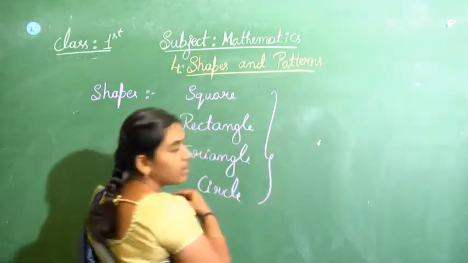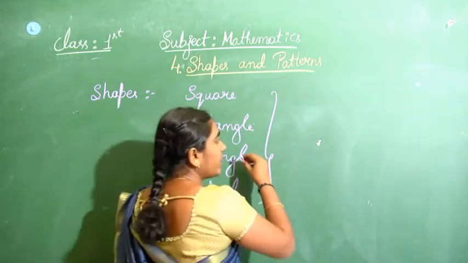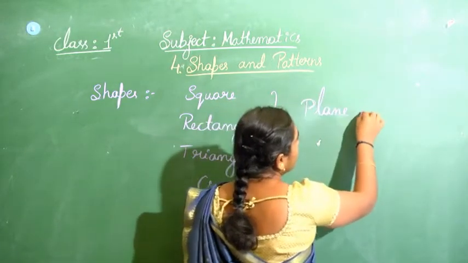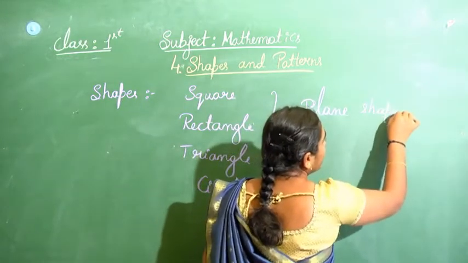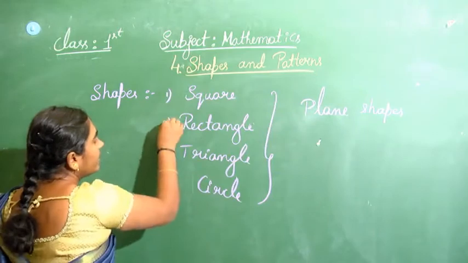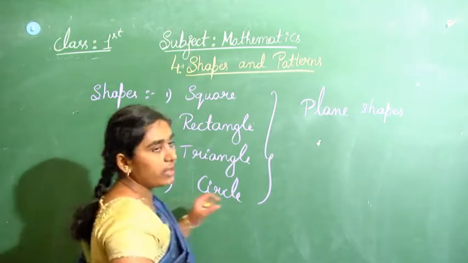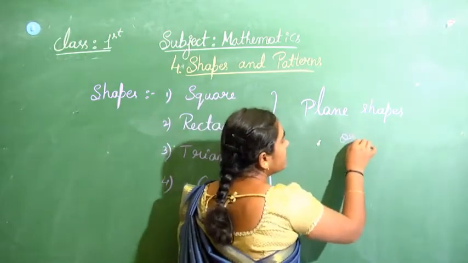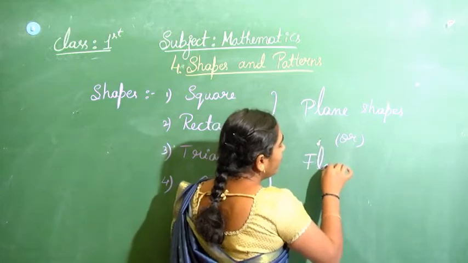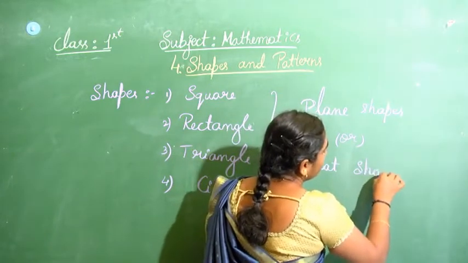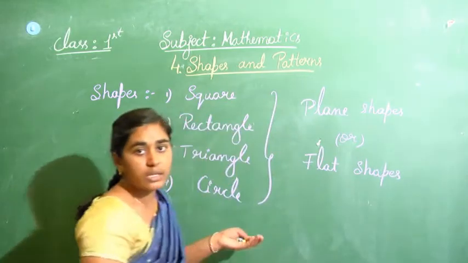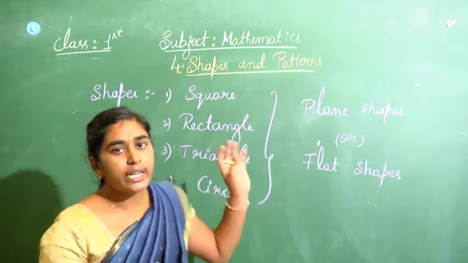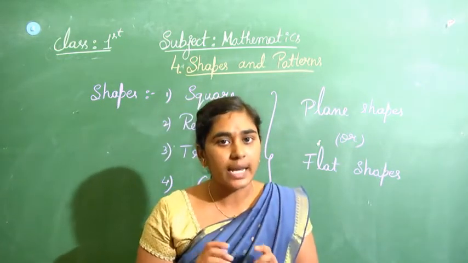These shapes have another name also. We call these shapes plane shapes. What are the names of these four shapes? Square, rectangle, triangle and circle. We call these shapes plane shapes, or also one more name is there, we call them flat shapes. Flat shapes or plane shapes, and they vary in different shapes and sizes.